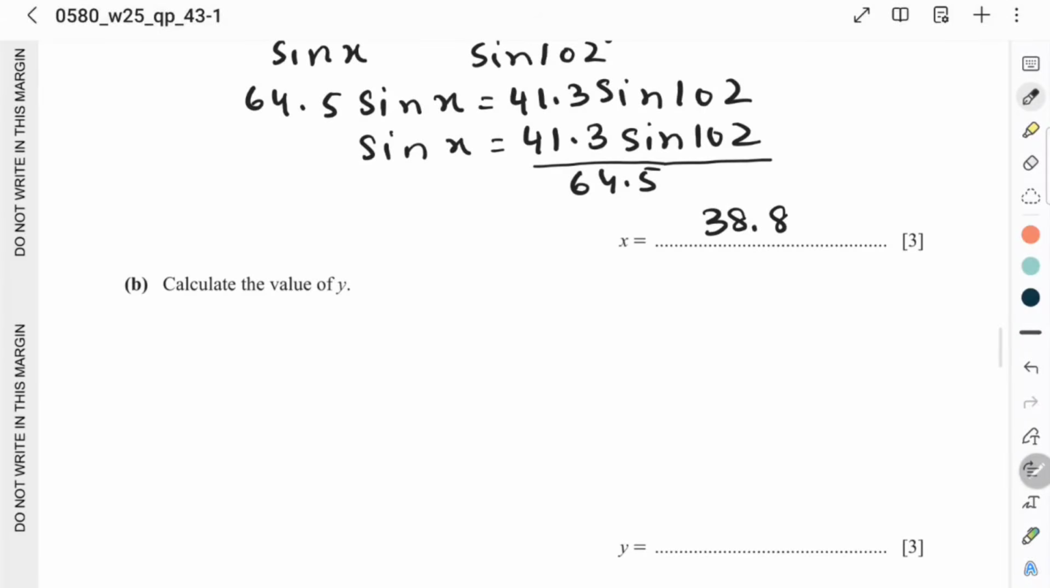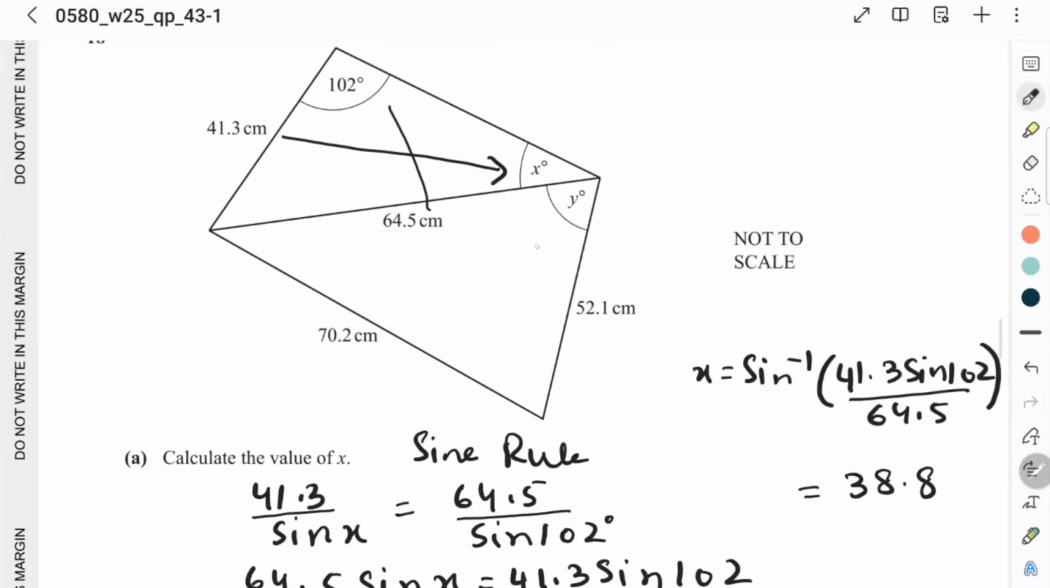Okay, calculate the value of y. For the value of y, you can see all three sides are given and an angle is required, so obviously we'll use the cosine rule. The side y is the included angle for these two sides. So this is 64.5 square plus 52.1 square, minus 70.2 square, divided by 2 times 64.5 and 52.1, if you do it directly.